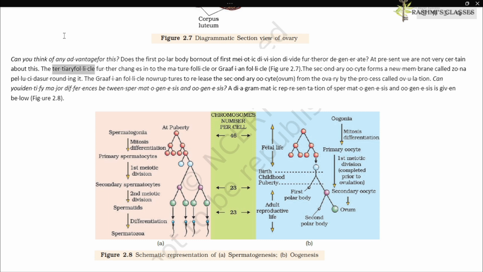The tertiary follicle further changes into the mature follicle or Graafian follicle, Figure 2.7. The secondary oocyte forms a new membrane called zona pellucida surrounding it. The Graafian follicle now ruptures to release the secondary oocyte, ovum, from the ovary by the process called ovulation. Can you identify major differences between spermatogenesis and oogenesis? A diagrammatic representation of spermatogenesis and oogenesis is given below, Figure 2.8.